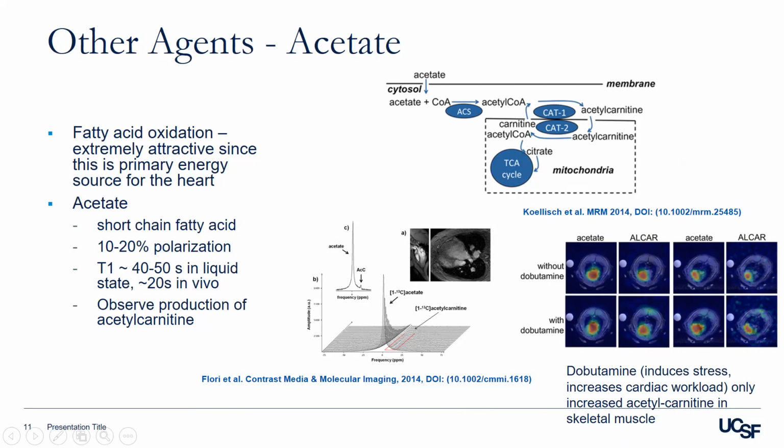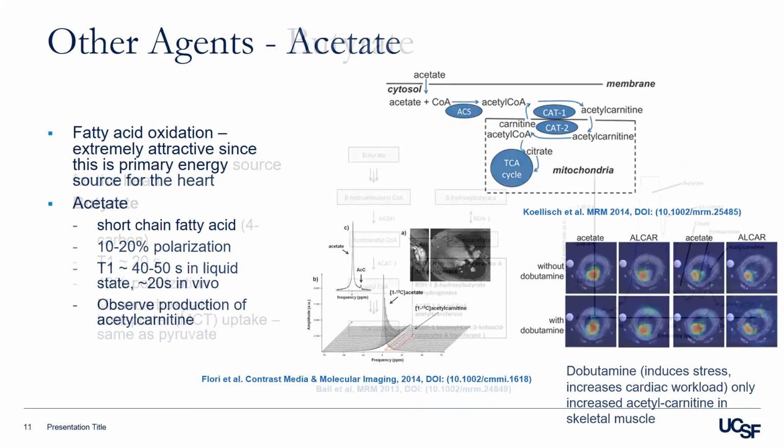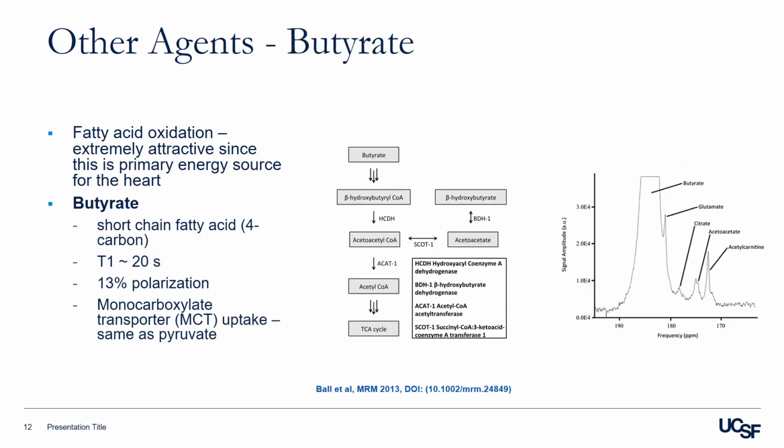polarizations and T1s, a little bit on the short side. As you may recall from some of the other lectures, larger molecules are harder to polarize, so polarizing larger fatty acids is quite difficult. Another interesting agent along that line is butyrate, which is also a short chain fatty acid, with similar T1 and polarization. And it is actually taken up by MCTs, the monocarboxylate transporters, which are the same transporters that take up pyruvate and lactate.